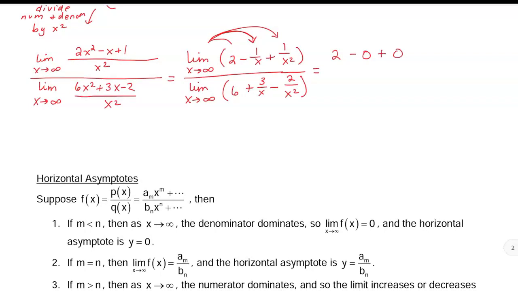Now let's take the limit as x approaches infinity of 6. That will always be 6. And then the limit as x approaches infinity of 3 over x is going to be 0, just like in the previous example. And the same thing is true for the last term. So we end up getting 2 divided by 6, which is 1/3. Therefore, y equals 1/3 is a horizontal asymptote of the graph.